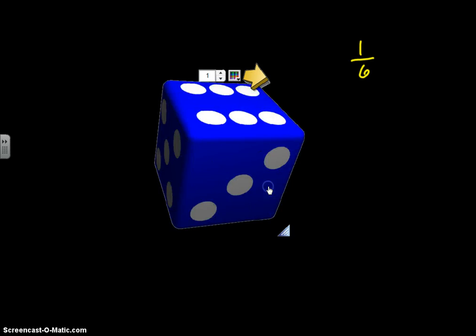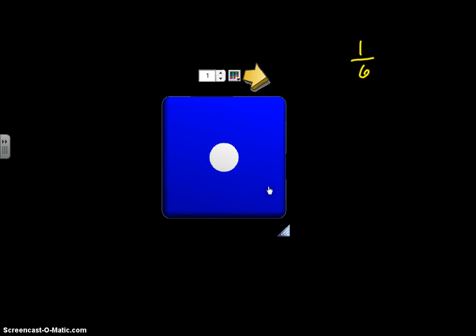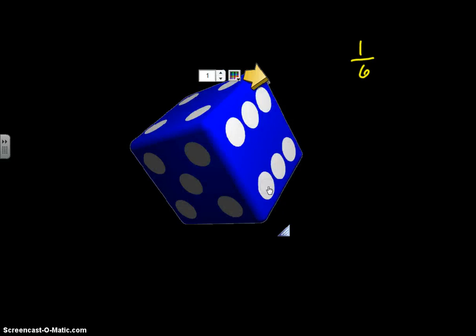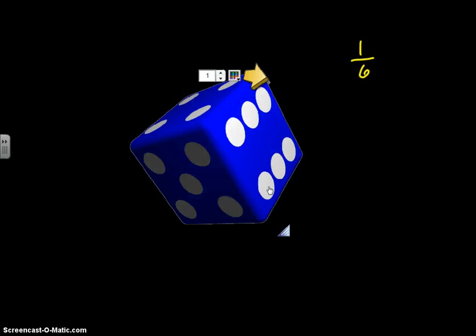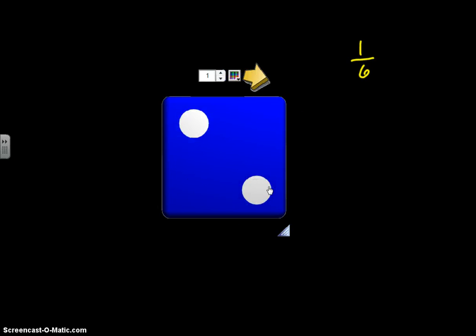There's 1, 2, so we got 1, 1, 3, 2 ones, 4, 5, and 6. So how many favorable outcomes did we get? Well, we said the event was rolling a 1, and we rolled 2 ones out of 6. So the experimental probability is 1/3.